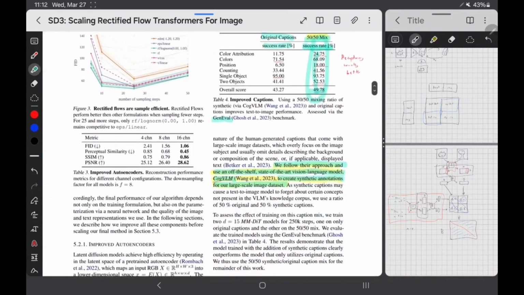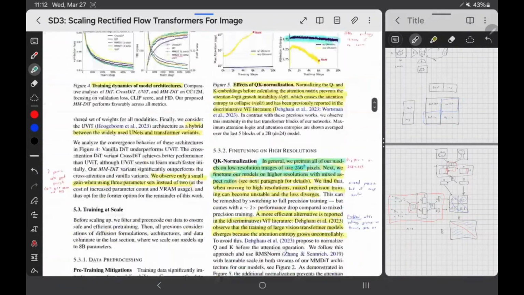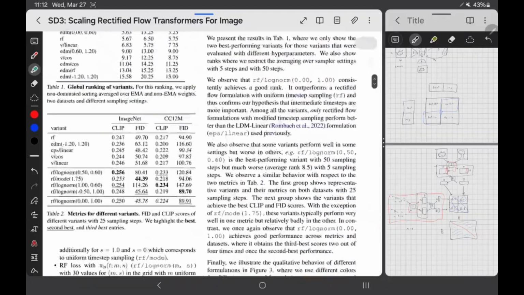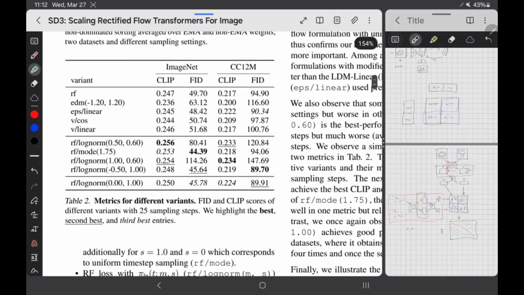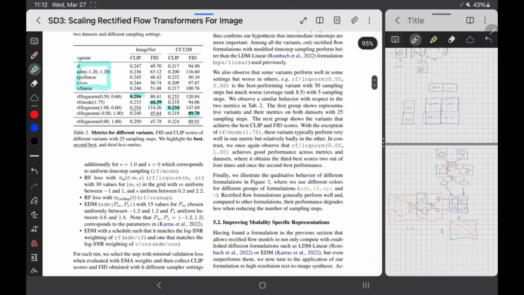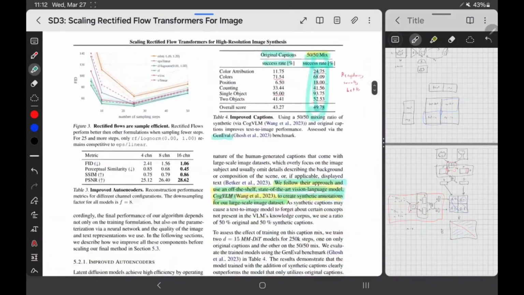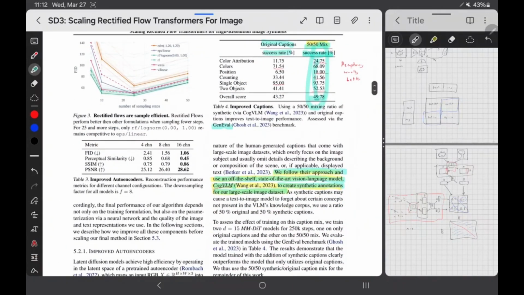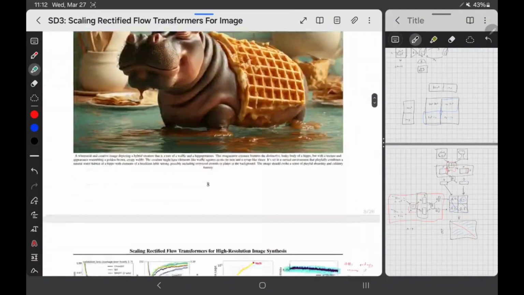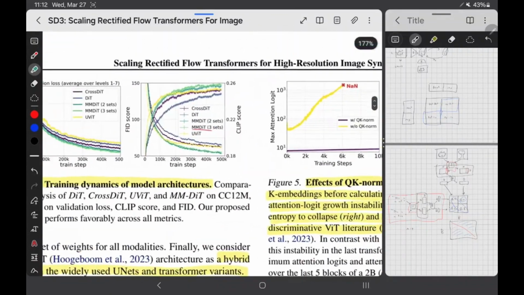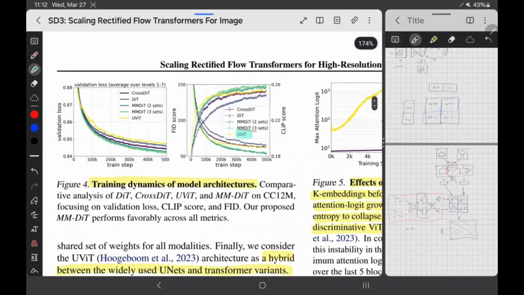So one last thing, I suppose. If we look at here, they show that rectified flows are quite good compared to other variants of solvers. And they show that the model is quite good in general. And they also show that it's better than UNet and normal ViT.